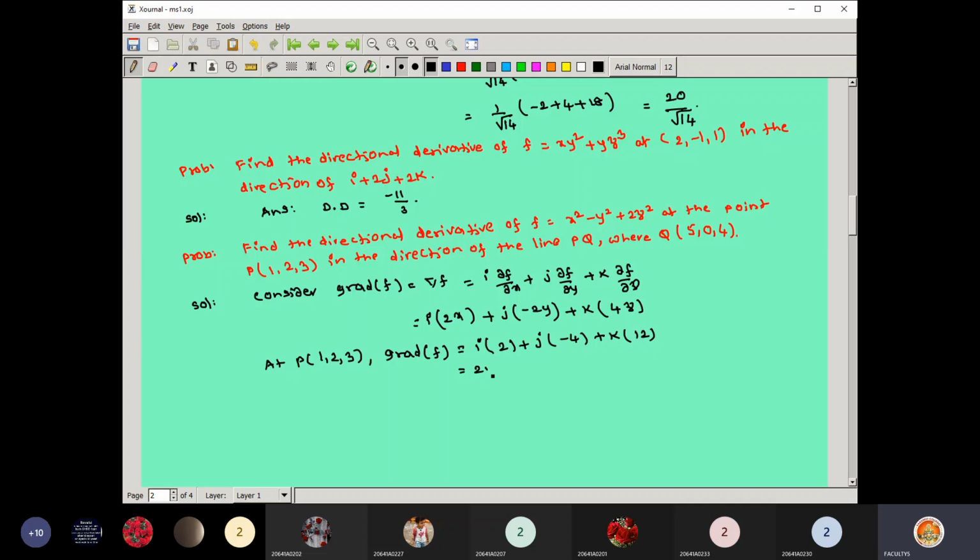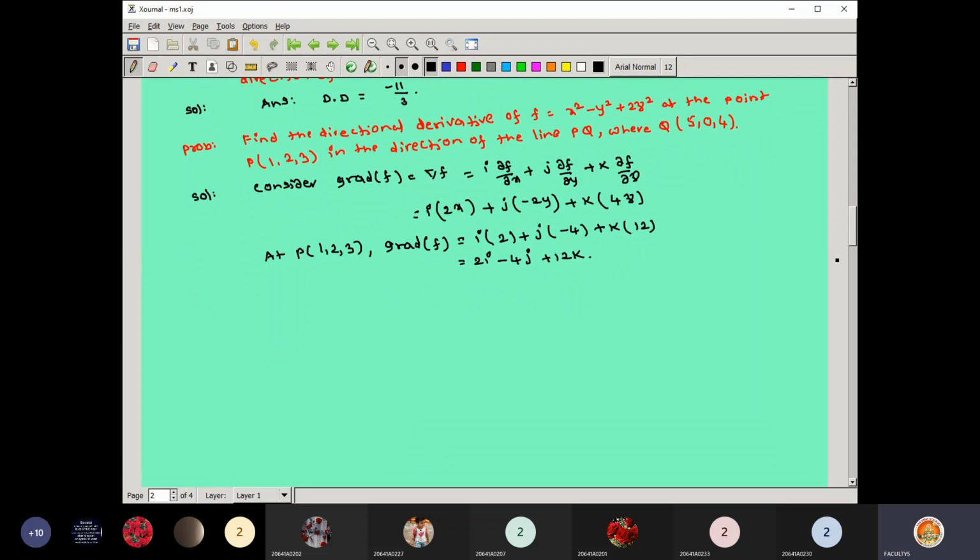So finally you are getting 2i minus 4j plus 12k. So this is your gradient value. Now you need to calculate the unit vector, but before that, no vector is given in the problem. Using the points in the direction of the line PQ, you are calculating the vector. So in order to get the vector, you make a statement here.